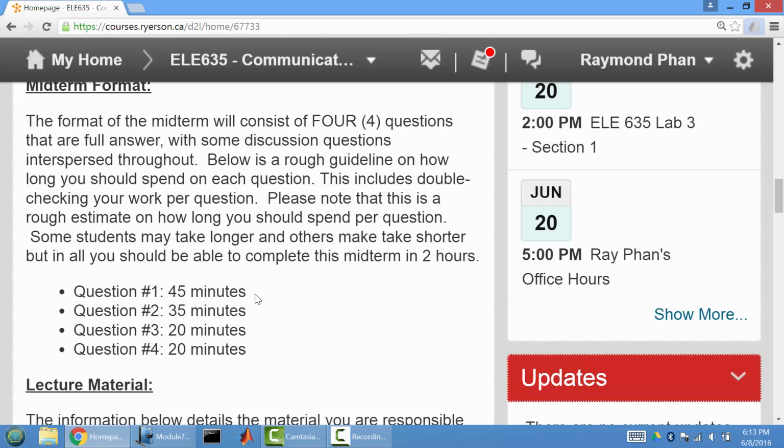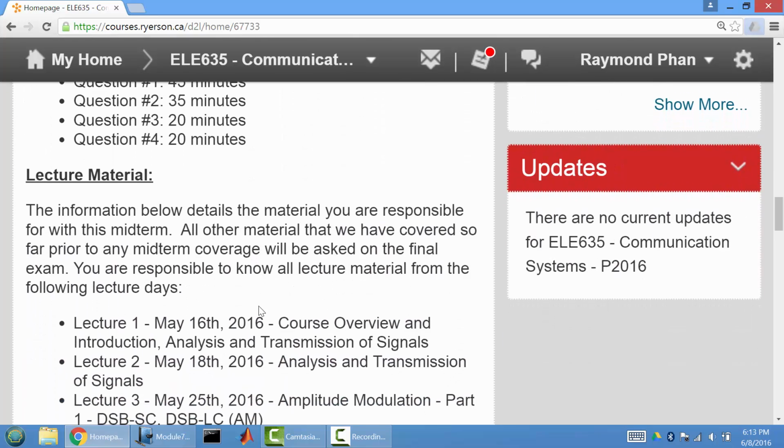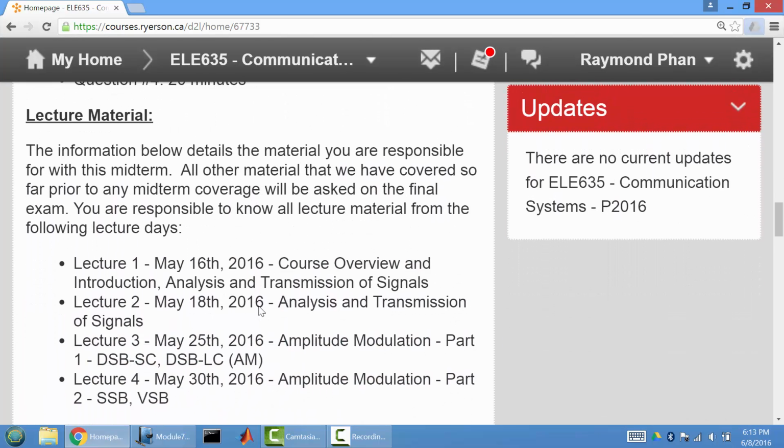And this does include, as I talked about, double checking your work. Okay. In terms of what's responsible for the lecture material, you're only responsible for the first 4 lectures, okay? So that's all the material you're responsible for knowing for the actual midterm.